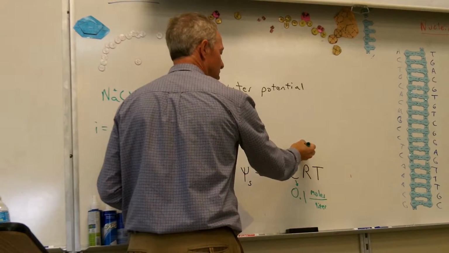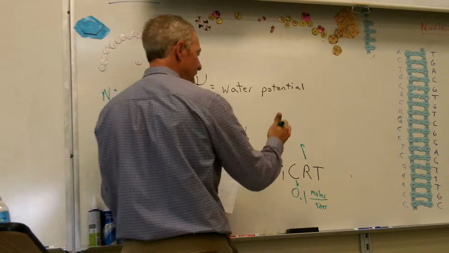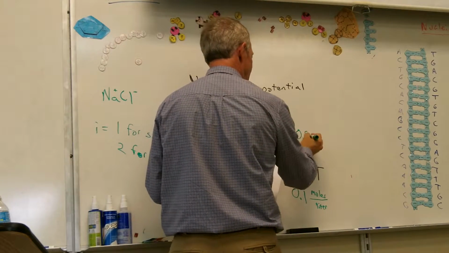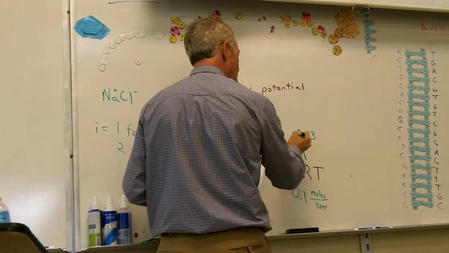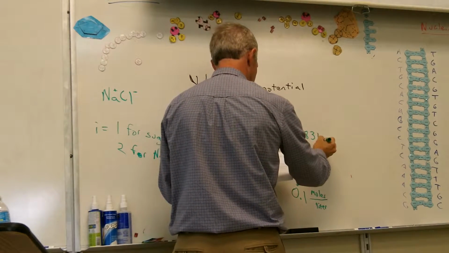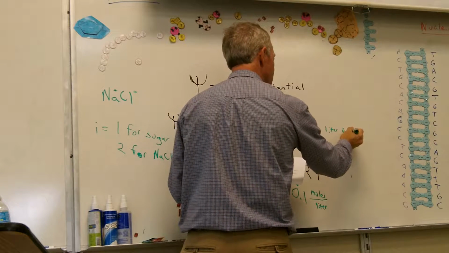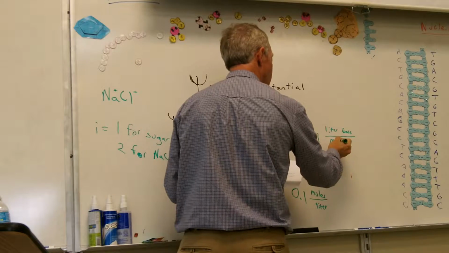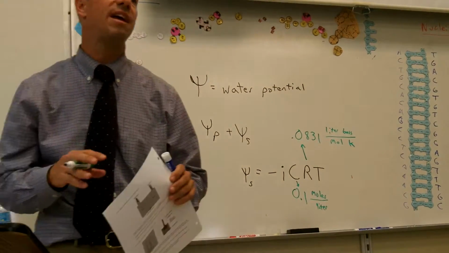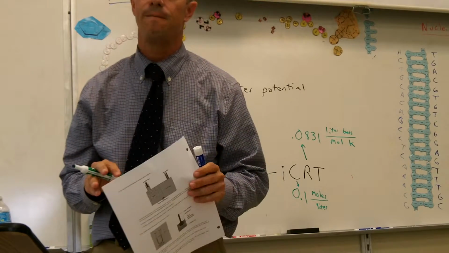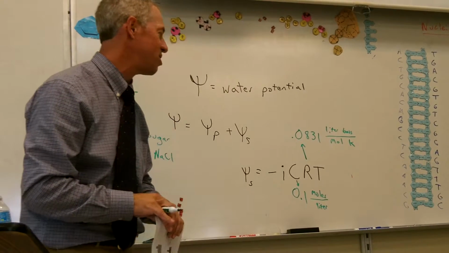R is a constant. What is that constant? They give it to you. 0.0831 liter bars per mole K. It's just a number to make this calculation work. Don't tune out. I know you're confused right now. It's all going to make sense in just a second.